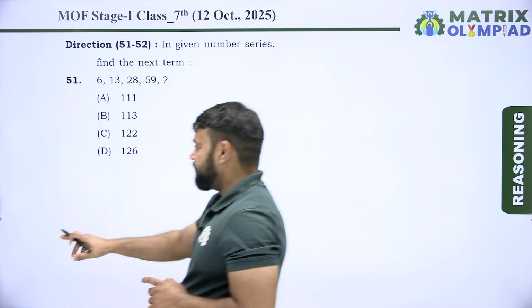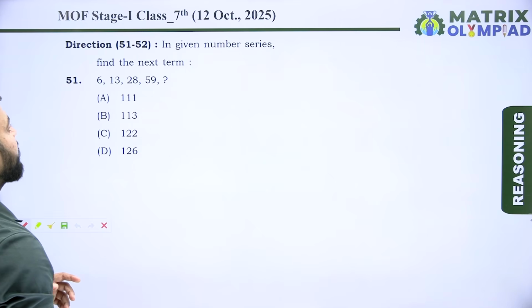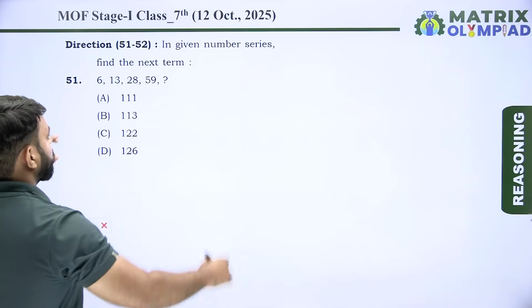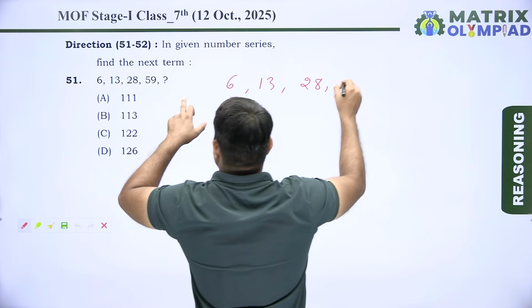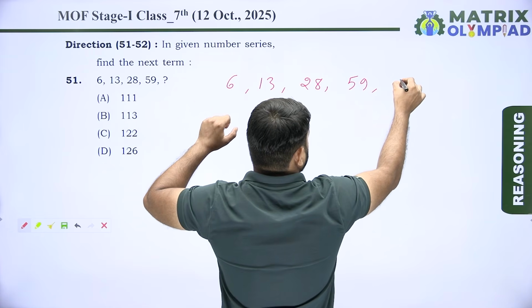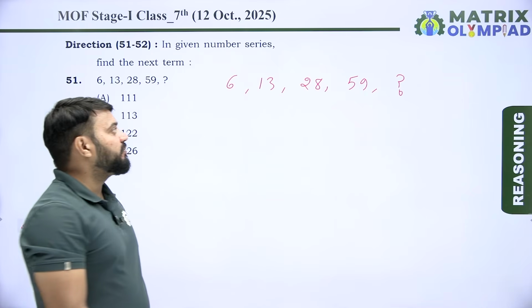So here we go. So now question number 51. In the given number series, find the next term. The series is 6, 13, 28, 59 and after 59 the next number is missing. So first find the pattern of the given number series.